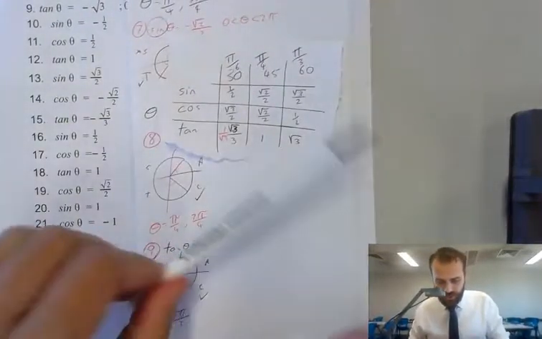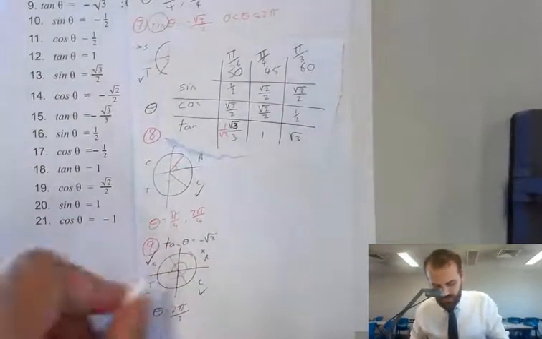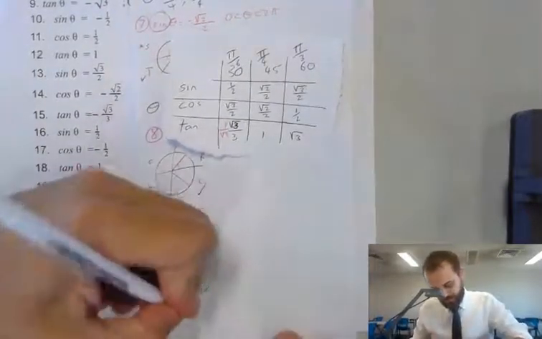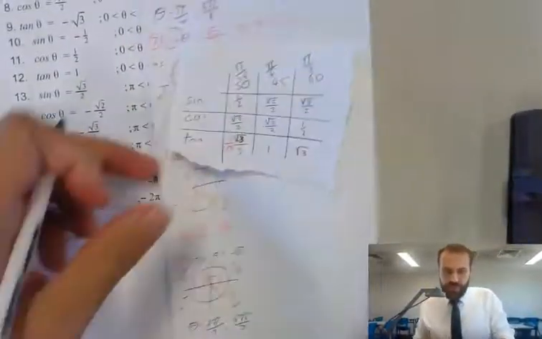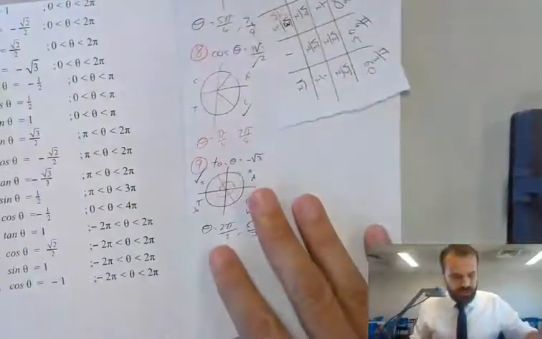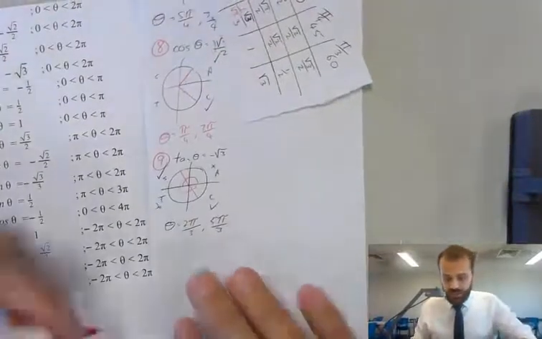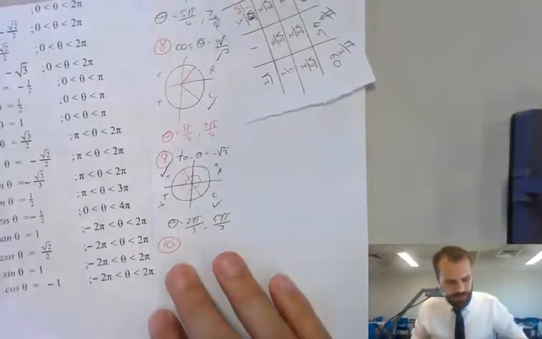And pi on 3, 2 pi on 3, 3 pi on 3, 4 pi on 3, 5 pi on 3. Okay. Question 10. Question 10 is where it changes. So let's look at question 10.